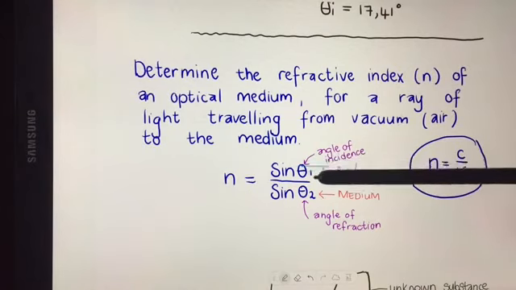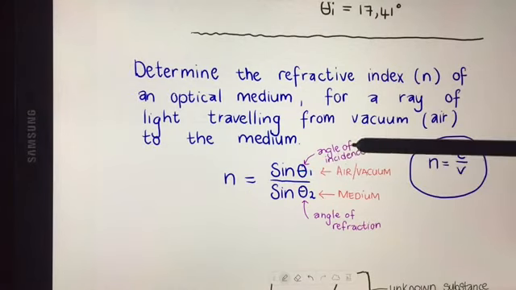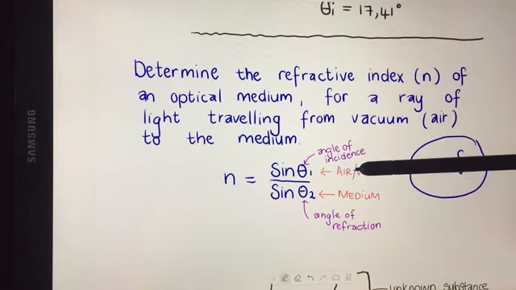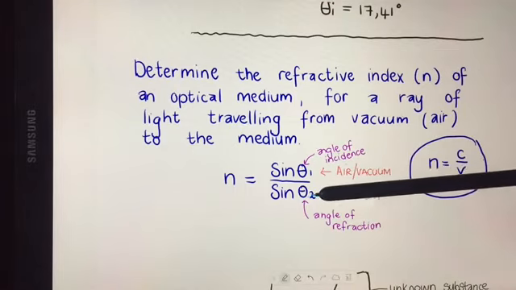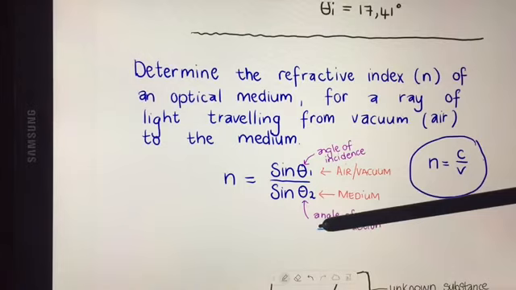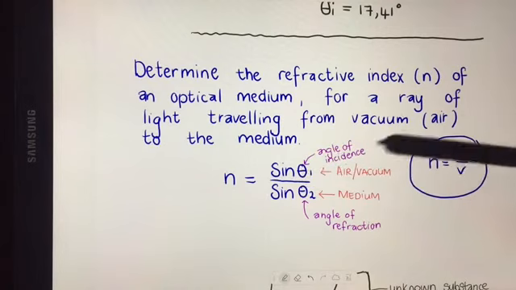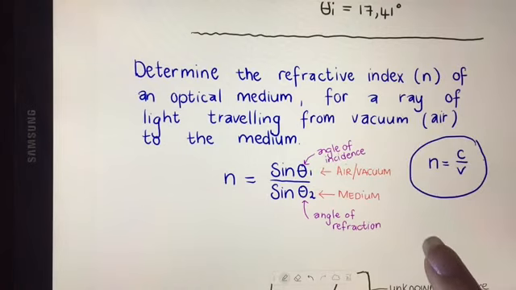Sine theta 1 is always going to be your angle of incidence, and that is always going to be the angle in either air or vacuum. Theta 2 is always going to be your angle of refraction, and that is always going to be the angle in the medium of which you are trying to find the refractive index.